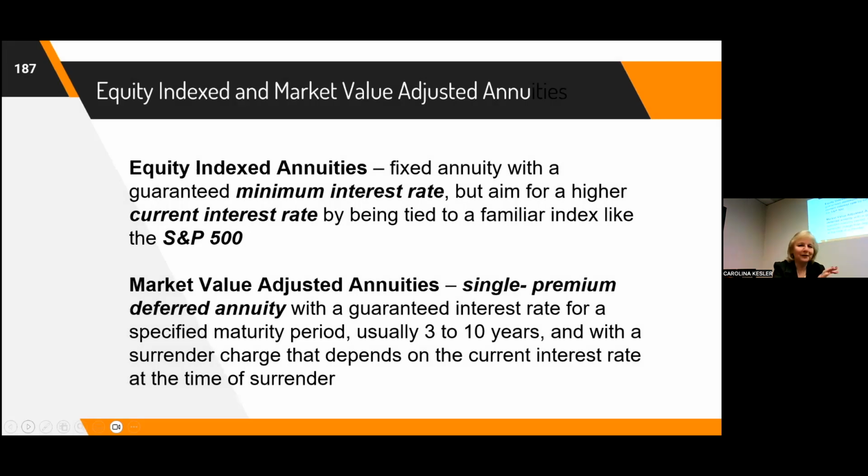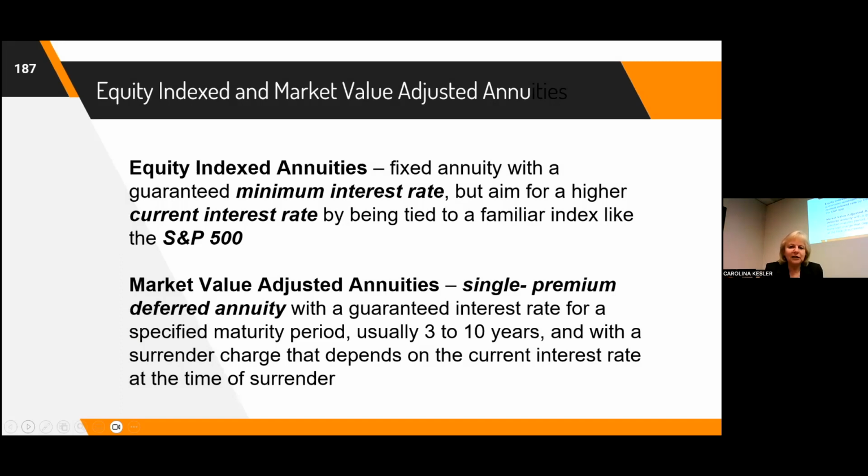You'll remember. Equity index annuities, fixed annuity with a guaranteed minimum interest rate, but aim for higher returns. So if you see index, they're aiming for a higher rate of return, right? And they're tied to a familiar index like the Standard & Poor's 500.